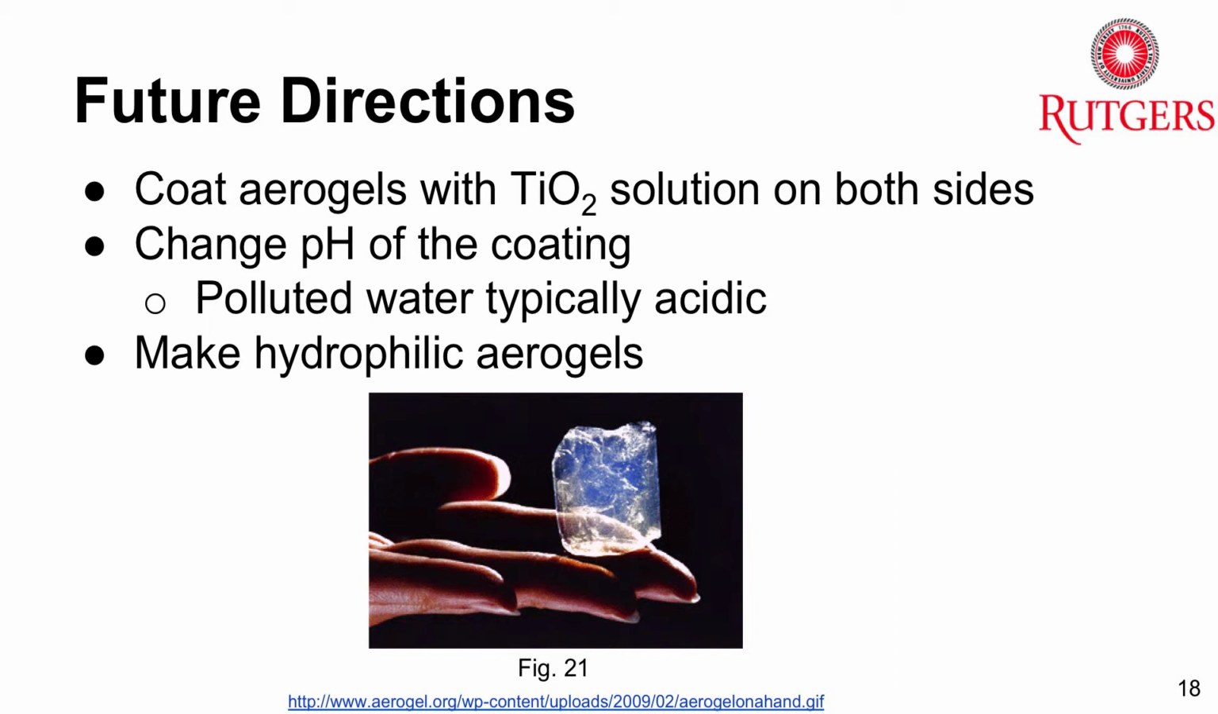We'd also like to try changing the pH of the coating used, because typically polluted water is acidic from acid rain and heavy metals and such. So if we change the pH of the coating to be more basic, we could potentially neutralize polluted water or liquids that we filter through. And we'd also like to try just starting by using hydrophilic aerogels, despite them taking much longer to synthesize.